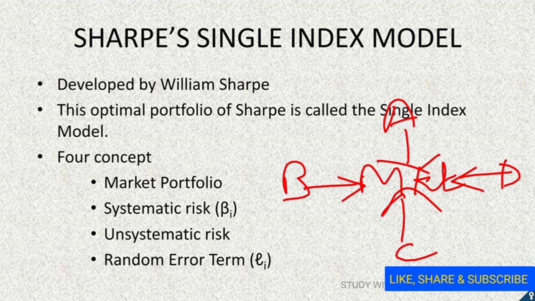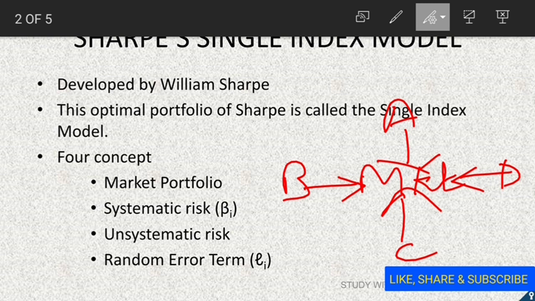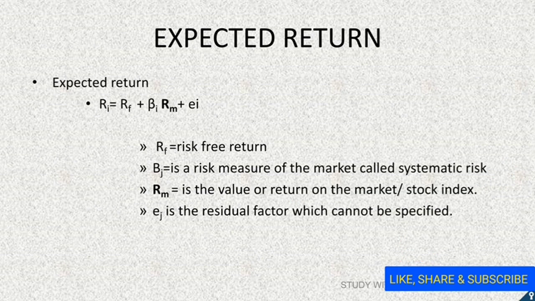Third is unsystematic risk. This is due to the company performance, or we can say it is a micro factor. So this risk depends upon the performance of the company. So it varies from one company to another company and it can be controlled. Fourth is random error term or residual error term. This term is due to extraordinary events like mergers, acquisitions. Now, let's start with the calculation of the expected return and risk in this case.